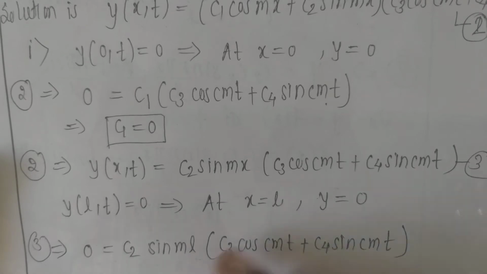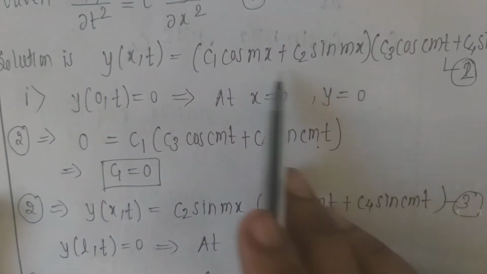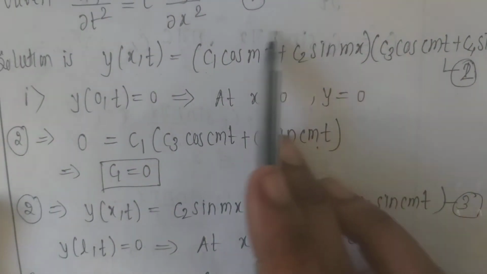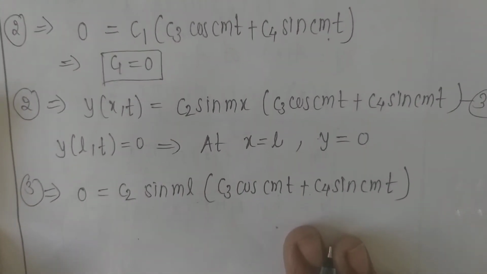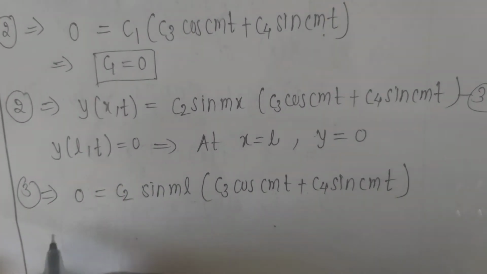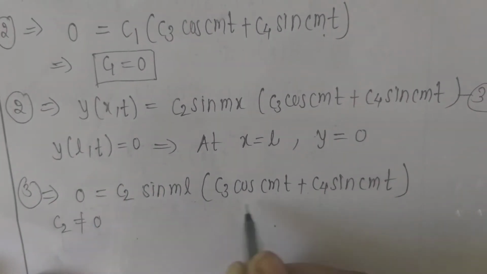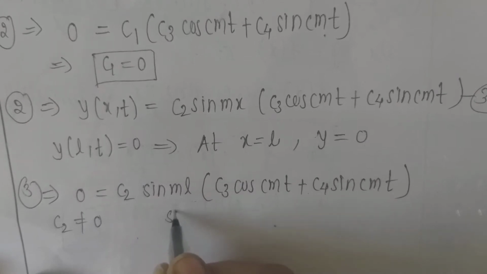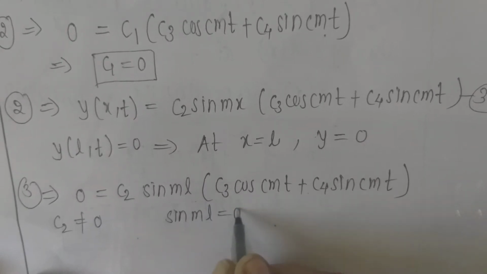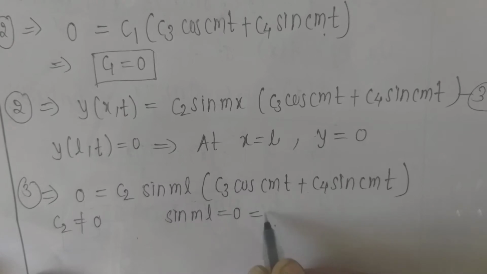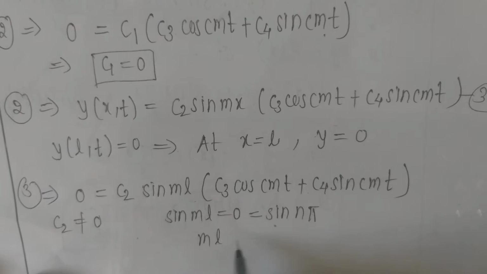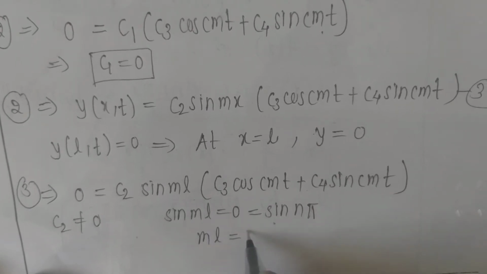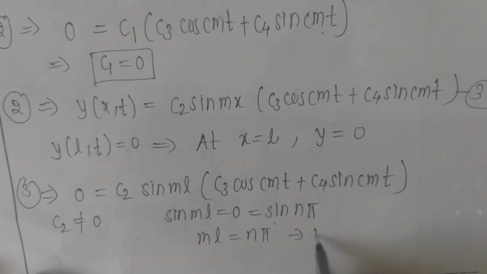Now again c2 cannot be 0, because if c2 is equal to 0, with c1 also 0, the whole term becomes 0, and the solution does not get satisfied. So c2 cannot be 0 here. Then this bracket cannot be 0, so the remaining term is only sin of ml is equal to 0. In the previous lecture I told you 0 can be written as sin of n pi. So cancel out sin from both sides, ml is equal to n pi. So what is the value of m? m is equal to n pi by L.